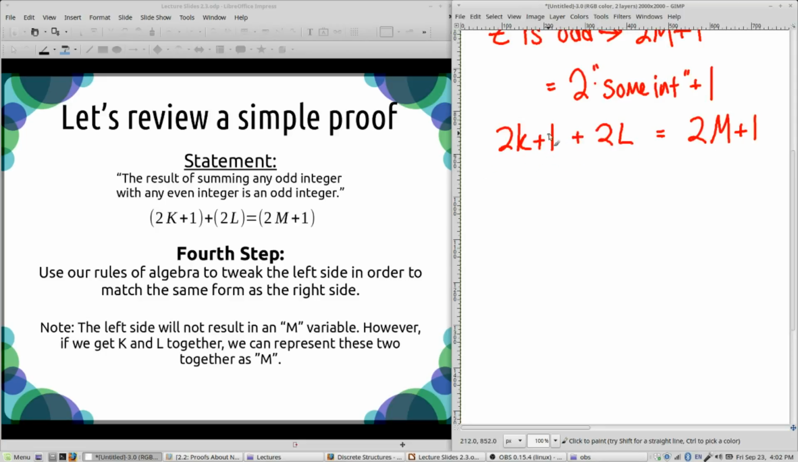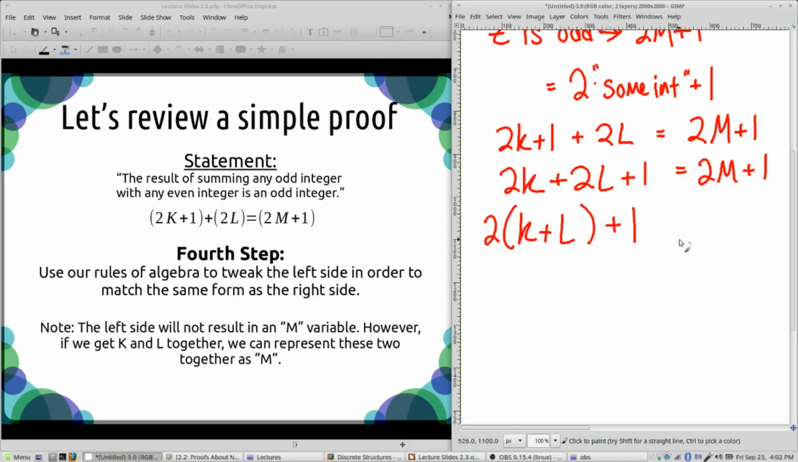So if we rearrange this, let's just put 1 at the end, so we at least have it in the same order. We have some variables and then a +1. And then these two numbers right here have a common factor of 2, so we can factor that out. 2k plus l plus 1, and that will be 2m plus 1. So at this step, this is some odd integer, and this is some odd integer.